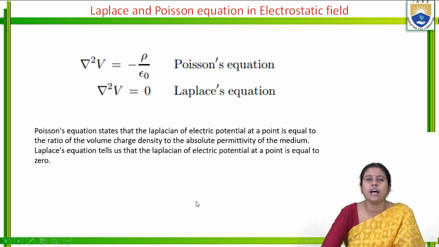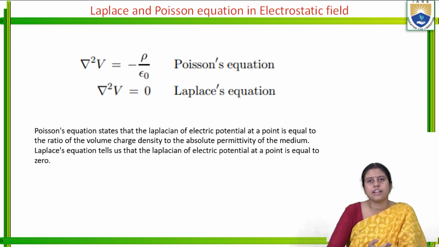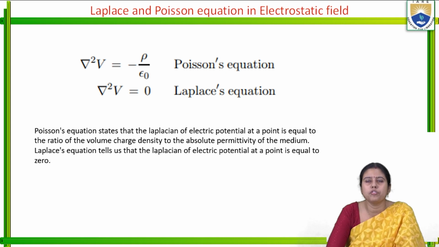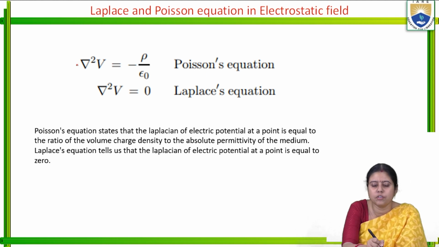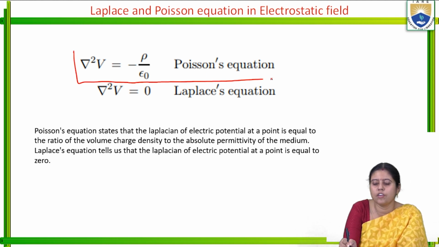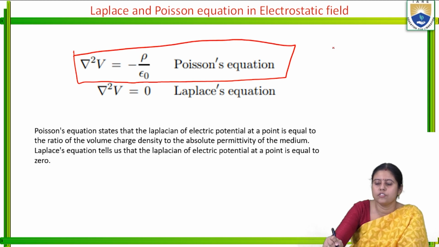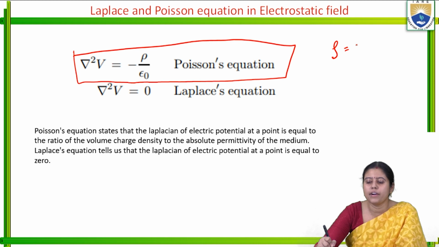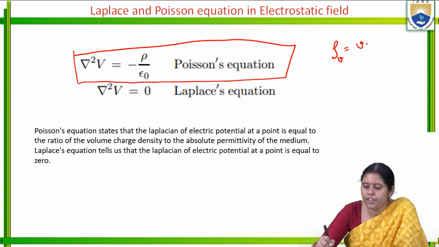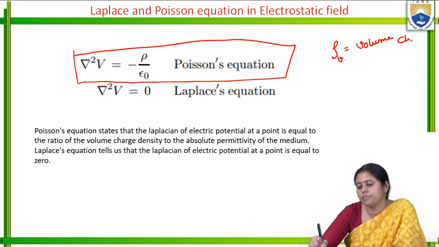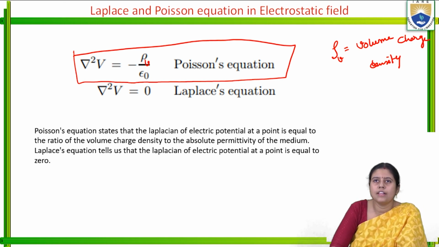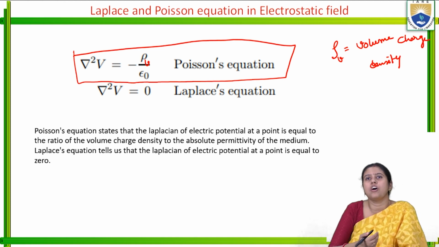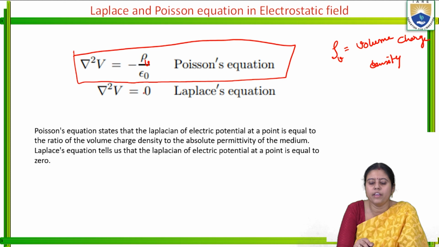Now we will discuss the Laplace and Poisson's equation in the electrostatic field. Actually, I missed this topic before, so I will revisit it here. First, what is Poisson's equation? Poisson's equation is grad square V is equal to minus rho V by epsilon. What is rho V? Rho V is nothing but the volume charge density. And the Laplace equation is a little modification of Poisson's equation: grad square V equals 0.